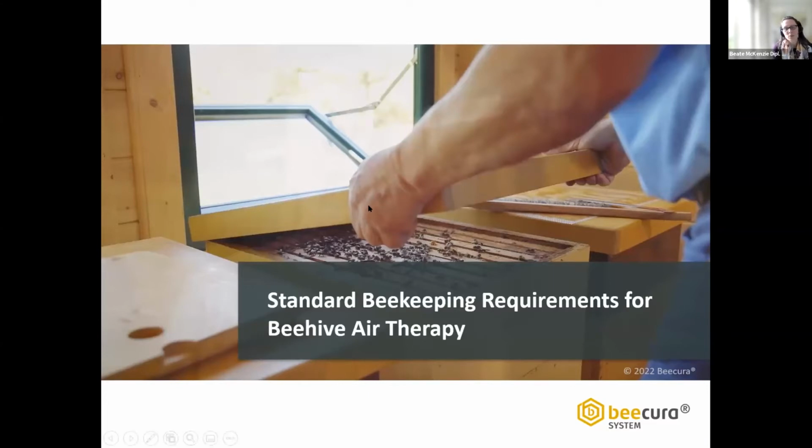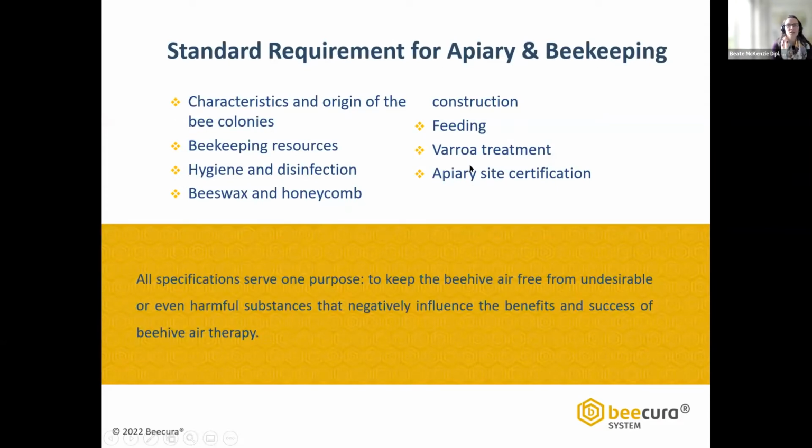And that will be important not only for when you inhale the air just for yourself, but also when you inhale or you let someone else inhale the air. So that is really the important thing we want to look at. Let me go to the next slide. There we go. So standard requirements, what do you want to look at?